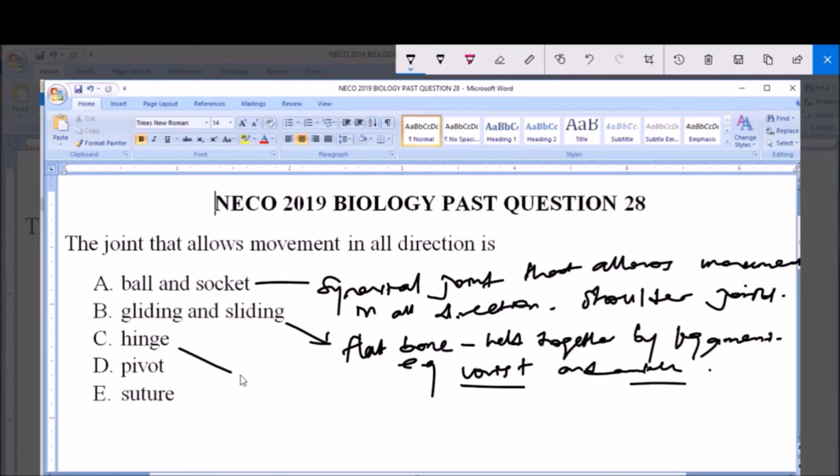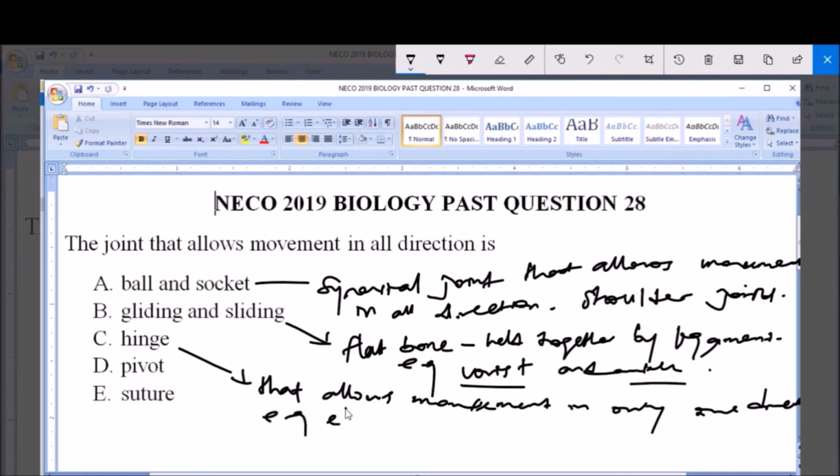Now C is hinge joint. A hinge joint is also a synovial joint that allows movement in only one plane, that is, in only one direction, and that is flexion and extension. An example of this hinge joint is the elbow and knee joint. The elbow and knee joint is a typical example of the hinge joint.